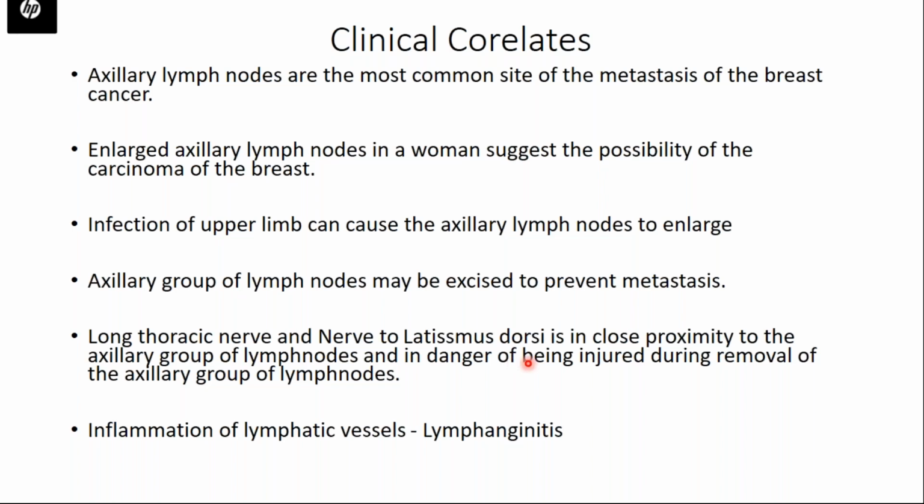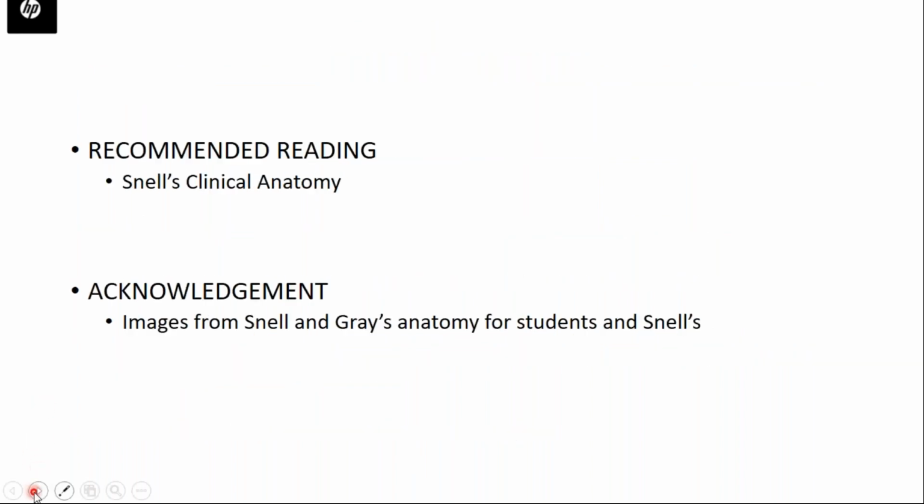Inflammation of the lymphatic vessels, you already know, is called lymphangitis. Itis means inflammation. I think that's it. You can refer to Snell's or Gray's for your reference.